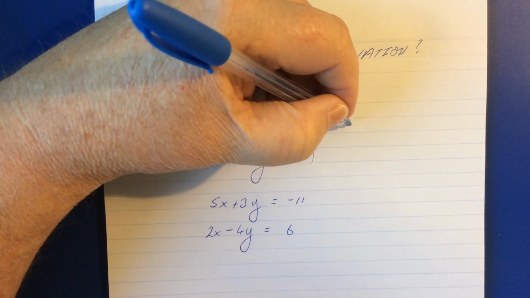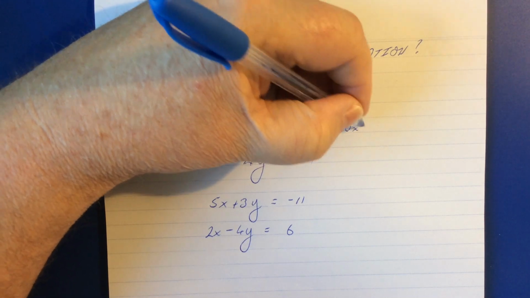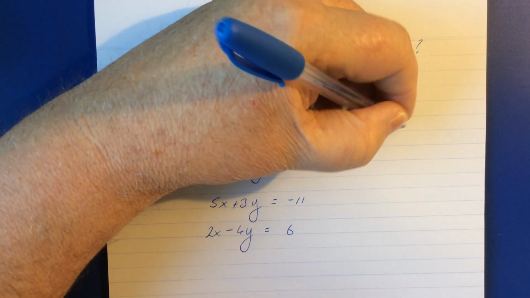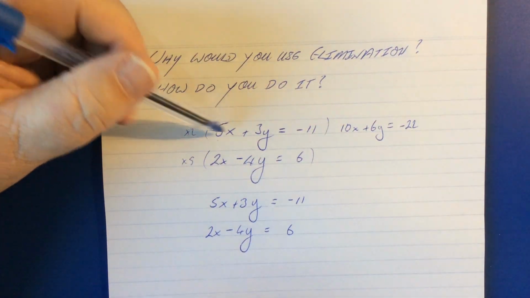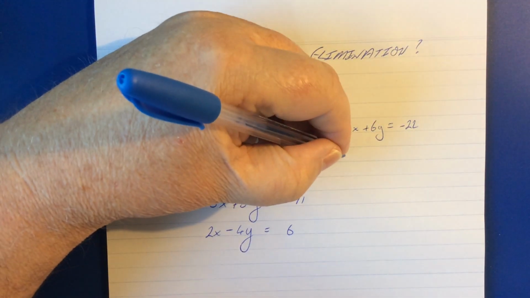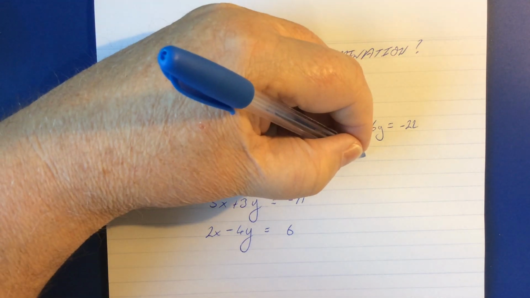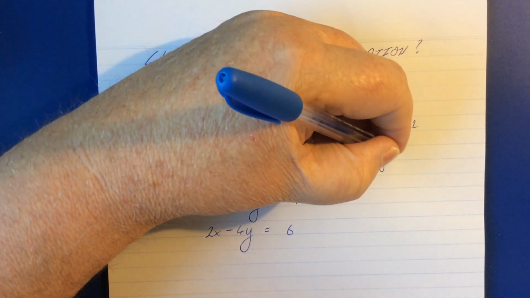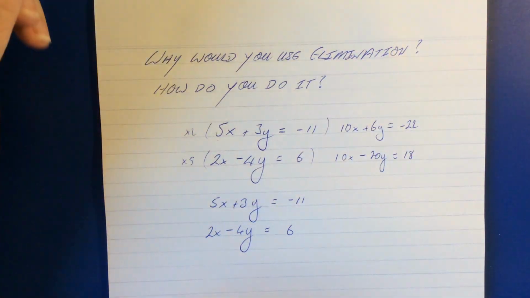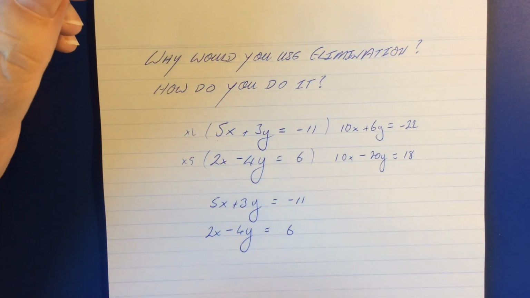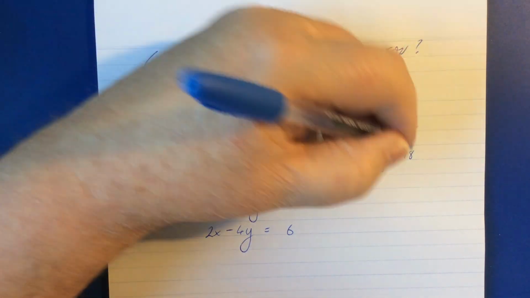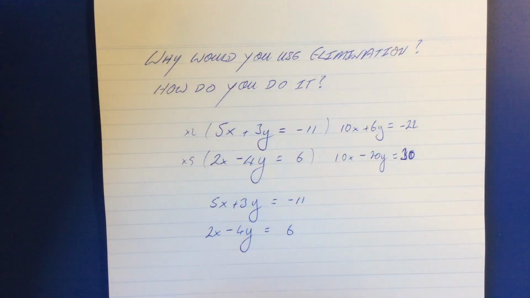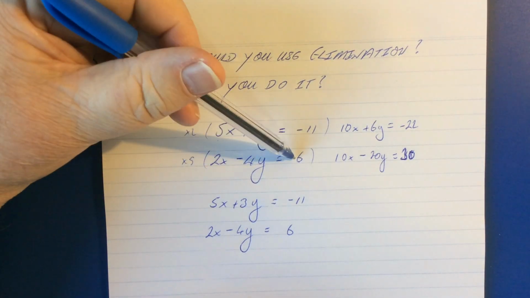So we get 10x plus 6y equals negative 22. If we do that down here, we get 10x minus 20y equals 18. I think, oh, not 18, what am I saying? 30. 30, dear me. 6 5s are 30.